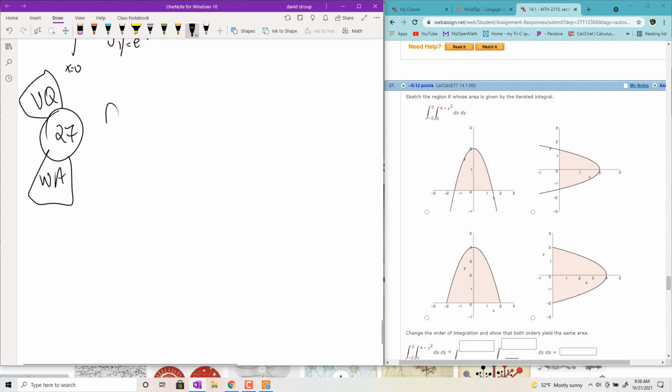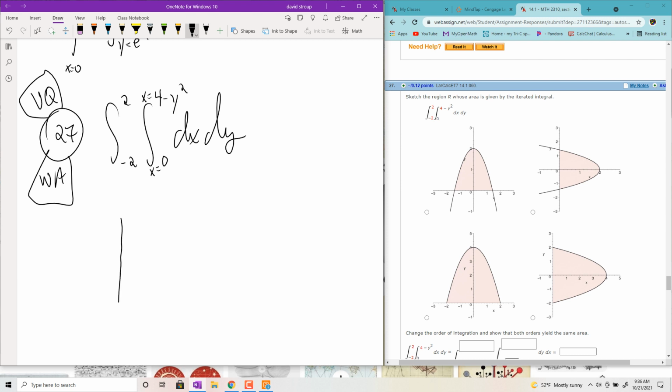Yay! So I have the integral. First I got to sketch the region. x equals -2 to 2, y is going from 0 to 4, or x is going from 0 to 4 minus y squared because it's dx dy. Okay, so the curve x equals 0 is just the y-axis, and then x equals 4 minus y squared is kind of a sideways type parabola, right? So again, x equals 0 is the y-axis.